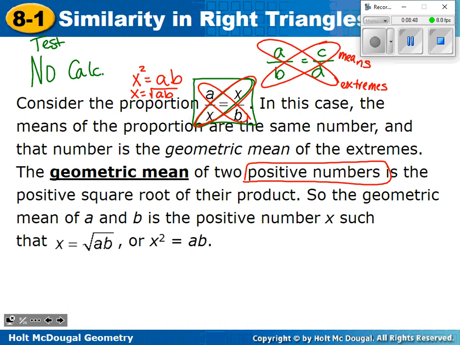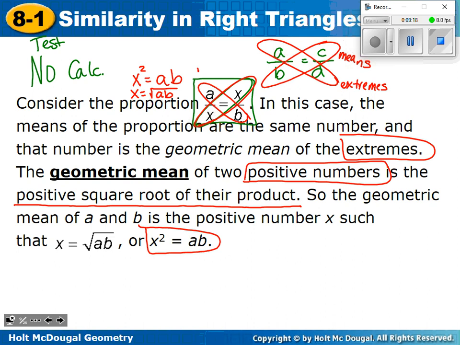So the definition for geometric mean is, first of all, it's only going to be the positive numbers. Technically that should be plus or minus, but for our definition for geometric mean, it's only the positives. So it's the positive numbers that you get when you take the square root of their product, meaning the extremes. So if you multiply the two extremes and take the square root, you'll get the geometric mean. You can start out writing it like this, or you could just take the shortcut and say the definition for the geometric mean is the square root of their product, and just multiply them and take the square root.